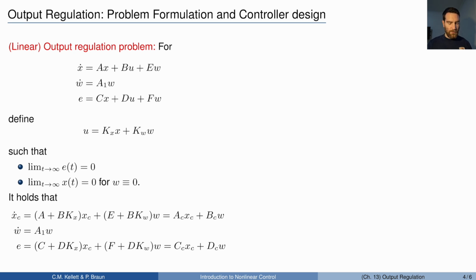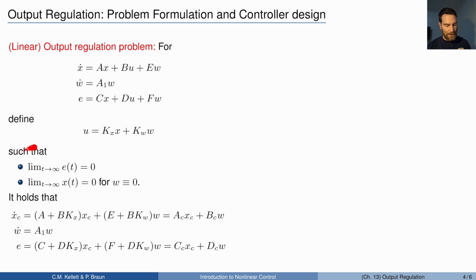To achieve that, as defined up here, we use a controller of this form, and if we plug that into our system up here, then we end up with these closed loop dynamics down here, where we can now define a new matrix AC and BC, simply depending on the controller gain Kx and the controller gain Kw.